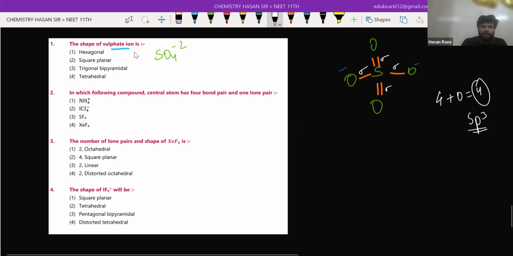I told you sp3 means tetrahedron. You need to draw the structure in order to calculate this. Okay. Take this screenshot.